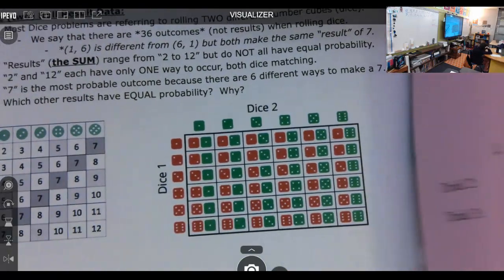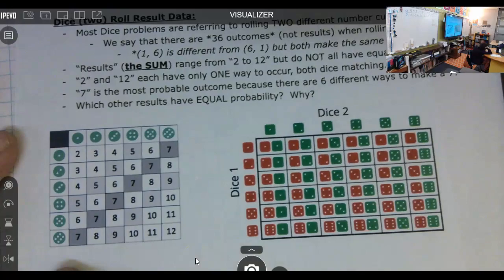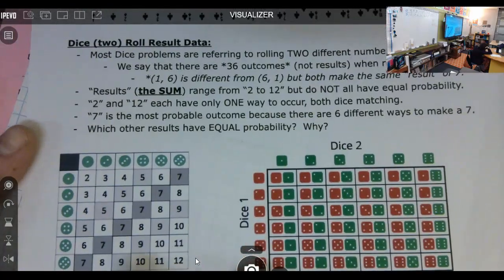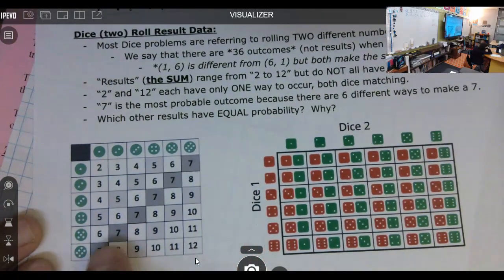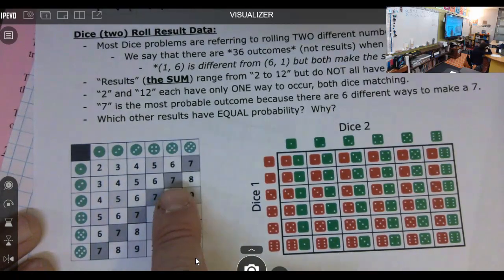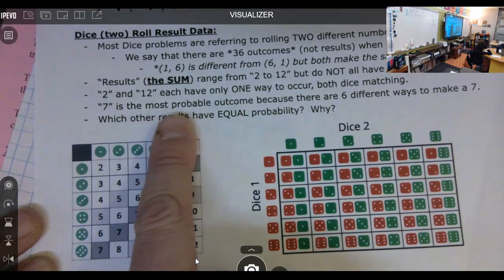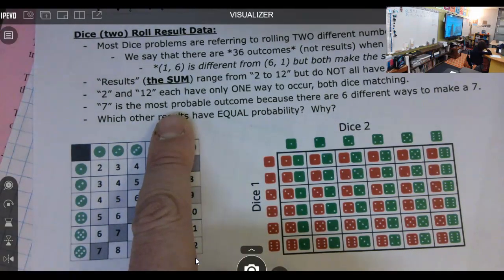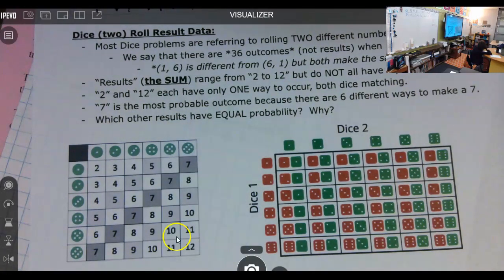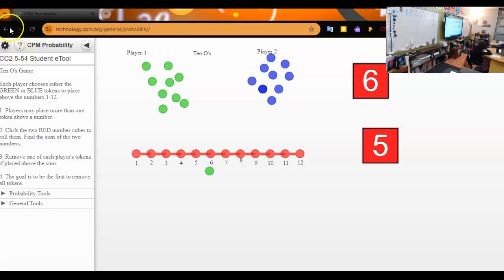If I come over here to where it shows me the sum of the dice, there are 6 different ways to roll a 7. Because 1 plus 6, 2 plus 5, 3 plus 4, 4 plus 3, 5 plus 2, 6 plus 1. So 7 is our most probable, but does that mean it's always going to come up a lot? No. Random stuff is random, right? Random stuff is random. Very good work there.